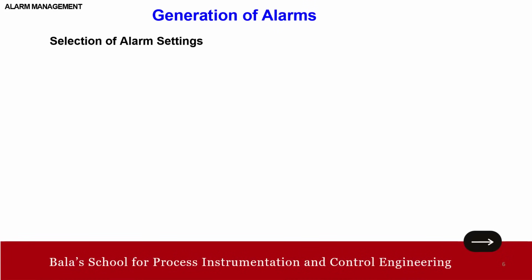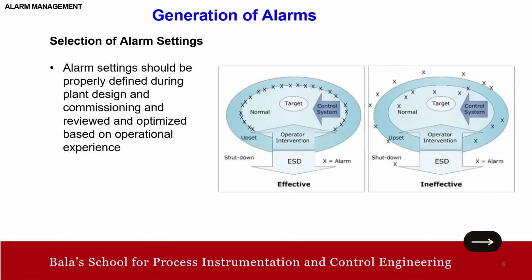Now I want to go into the selection of alarm settings. As I mentioned earlier in the first slide, alarm settings should be properly defined during plant design and commissioning, and reviewed and optimized based on operational experience. So how to do this? Friends, alarm settings should be defined properly. This is particularly important on absolute alarms. We talked about absolute alarms, right? Yes, that indicate approaches to process operating limits. All too often conservative alarm settings are chosen, with the consequence that alarms occur during normal operational fluctuation.